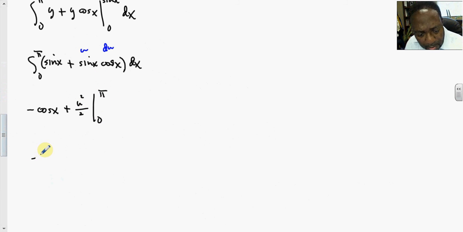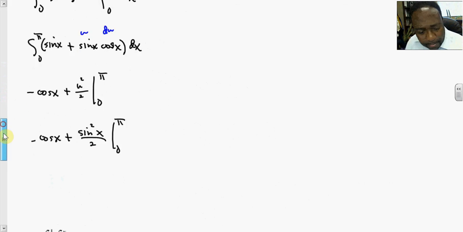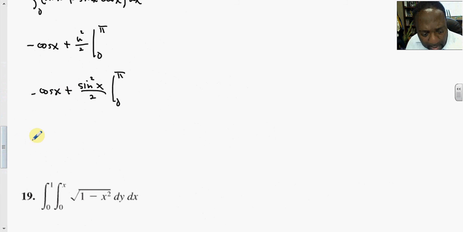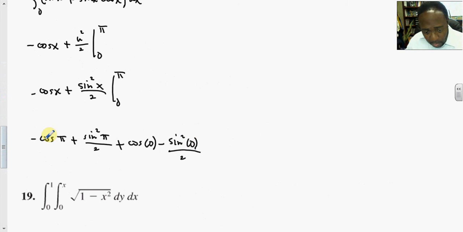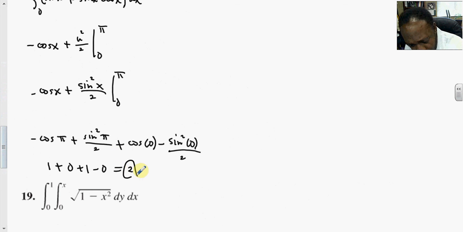And so this is negative cosine x plus sine squared x over 2, evaluated from 0 to pi. So we plug in cosine x at pi, so this is negative cosine pi plus sine squared of pi over 2. Then this is minus, this minus is plus cosine of 0 minus sine squared of 0 over 2. Well, cosine of pi is negative 1 times this negative is positive 1 plus sine of pi is 0, and then plus cosine of 0 is 1, and then minus 0. So we get 2 for our answer.